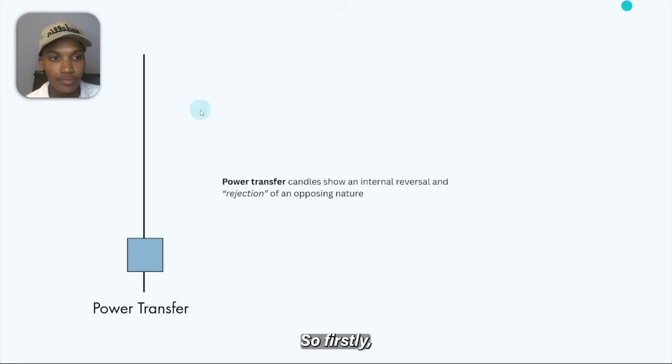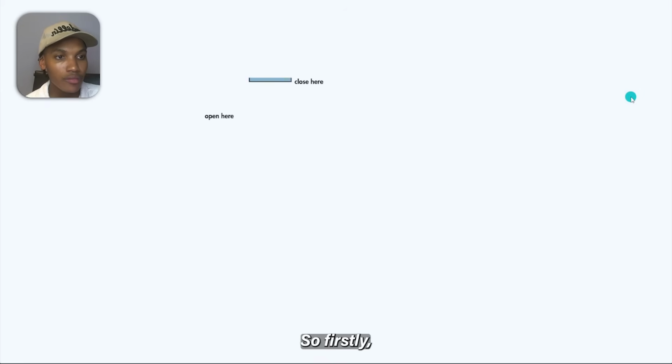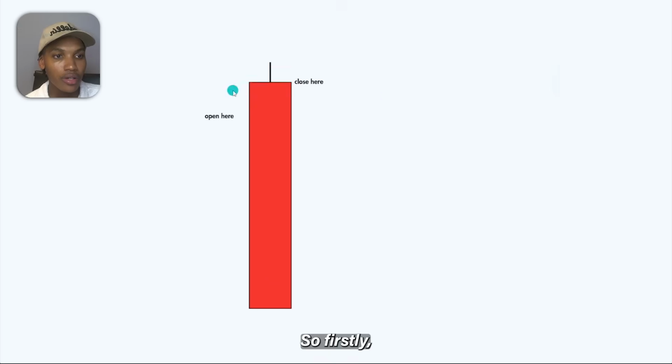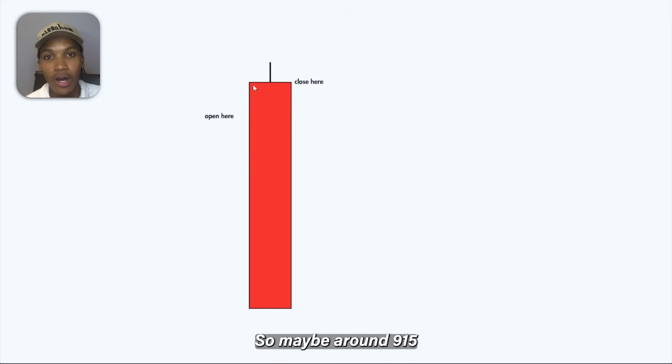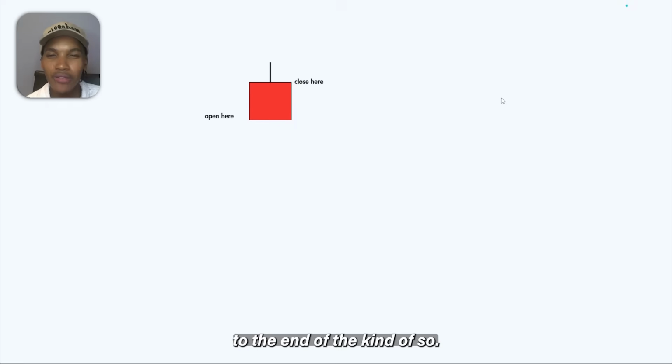So firstly, we make a massive bearish movement at the start of the hour. For a 9 o'clock candle, this is 9 to 10. So maybe around 9:15, we're making this massive bearish movement, but closer to the end of the candle, so 9:45, 9:50, we make this massive push back up and we leave off this massive wick.